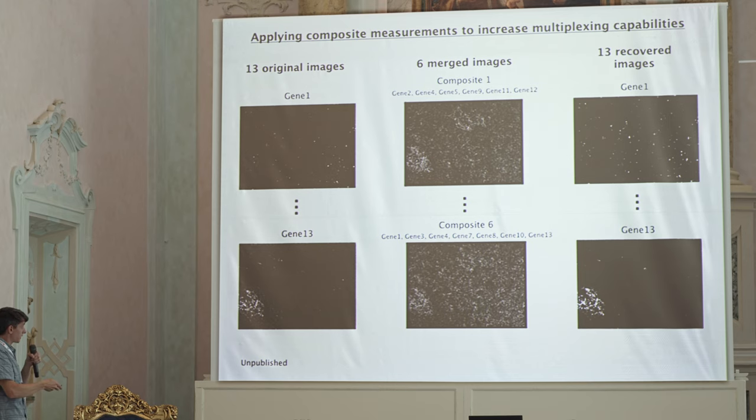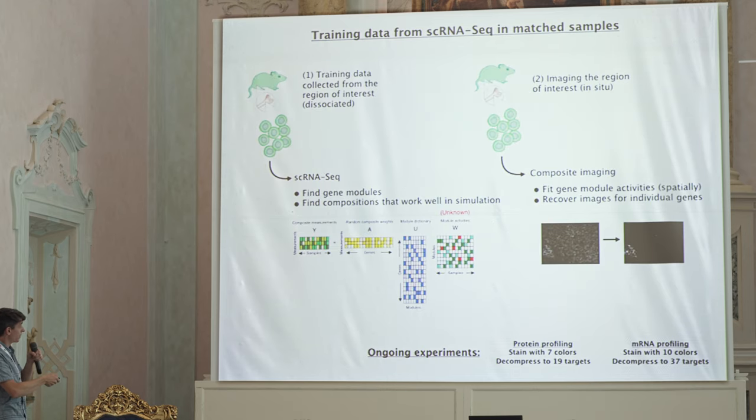So we're actually in the lab doing this now. Here's the general workflow of how this goes. For training data, in this case, what we do is we collect single-cell RNA-seq from matched tissue. And in the single-cell RNA-seq, we learn the gene modules. We also simulate the process of doing compressed sensing to find measurement compositions that generally perform well in that tissue. Then we actually create those measurement panels. We go back to the region of interest, generate the composite images, recover the gene module activities, and decompress to get the larger number of individual images.